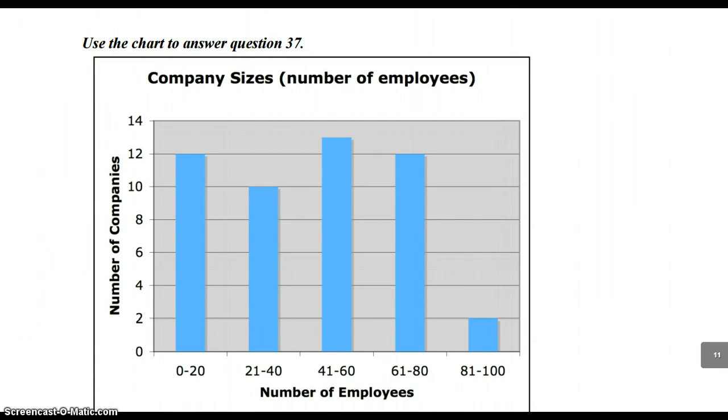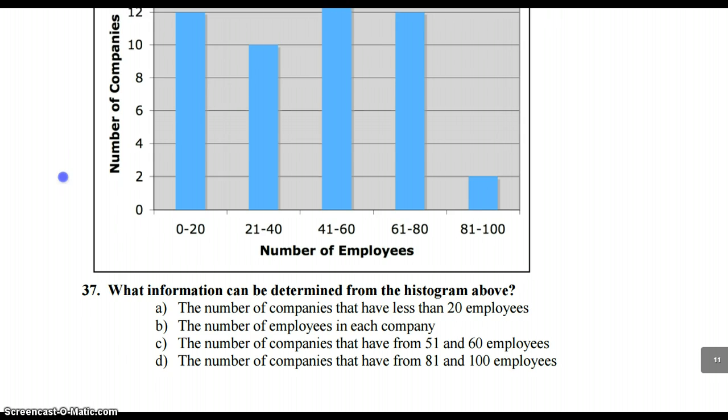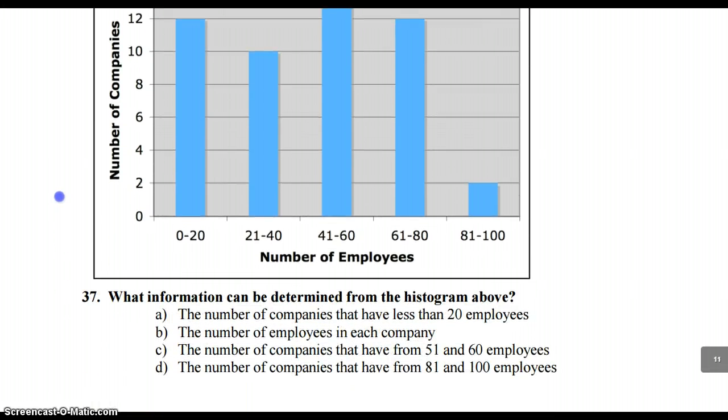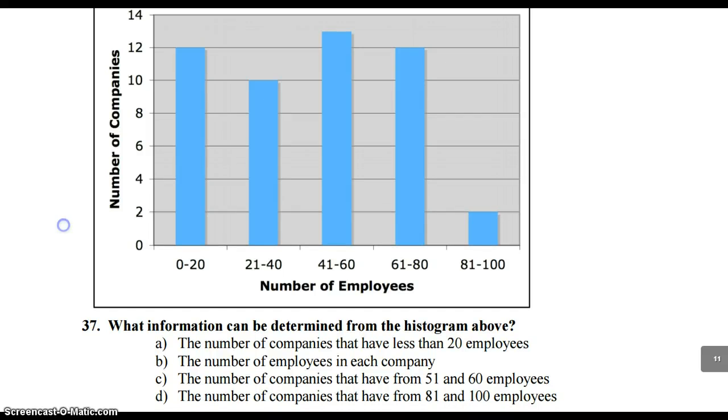All right, number 37 uses this chart here. So this is company sizes by the number of employees. And it looks like we've got the number of companies on the vertical axis, and then the number of employees on the horizontal axis. All right, so let's see what this is asking us. It says, what information can be determined from the histogram above?